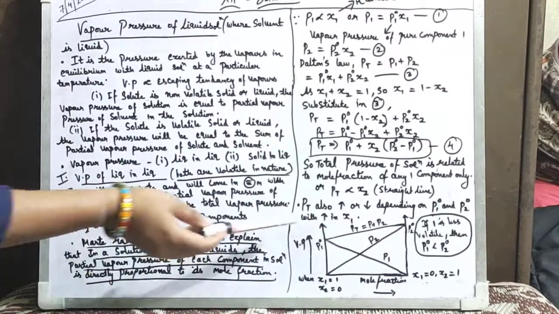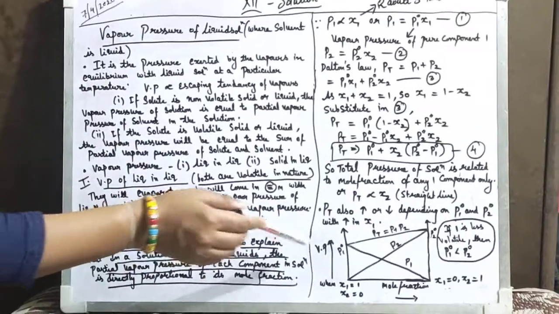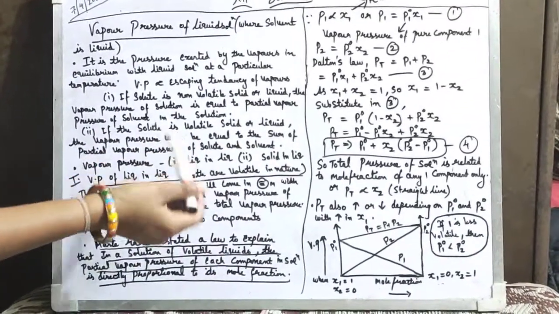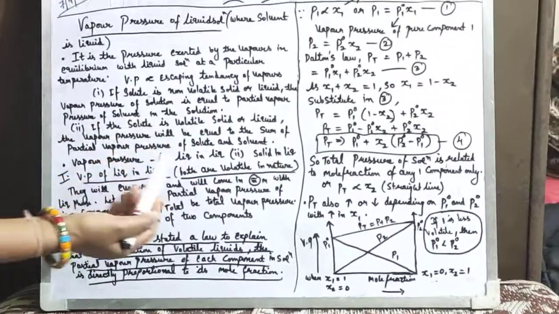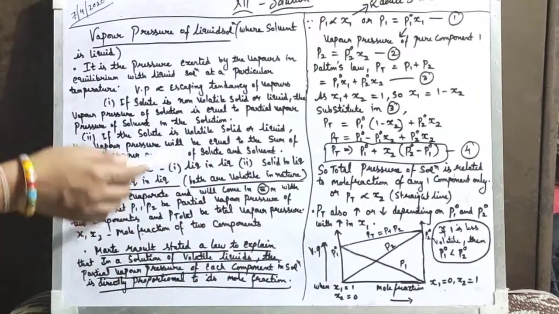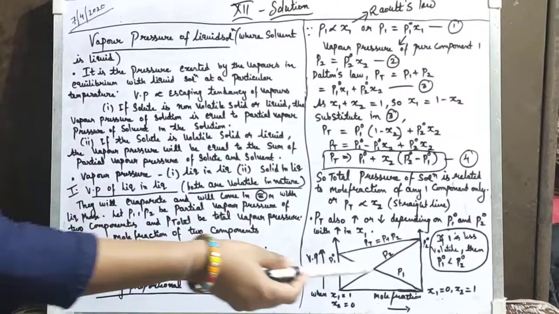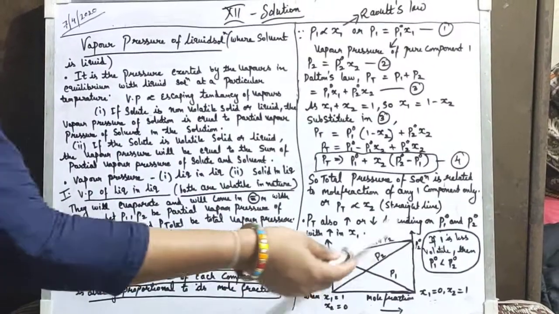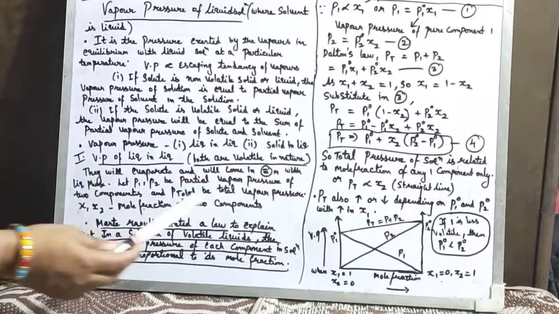You may ask me why P1 naught is on the bottom side and P2 naught on the higher side. The condition I have taken is that both are volatile, as we know, but sometimes the reactivity may change during the reaction. At that time, if one of the components is a little less volatile compared to the other one, then the vapor pressure of that component will be less than the other one. That is the reason I am considering the first one as less volatile.